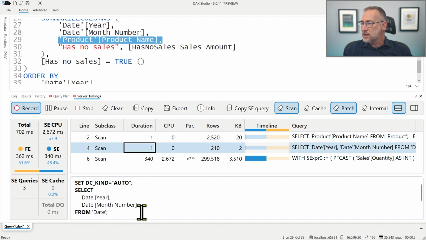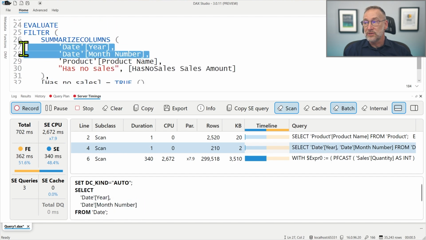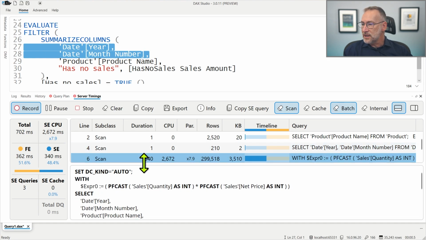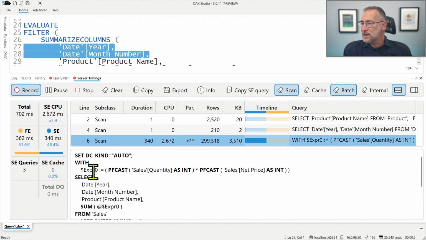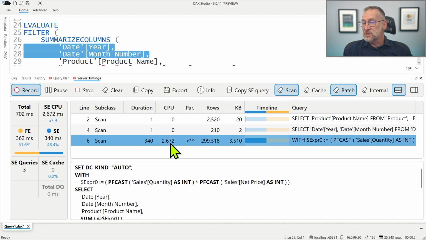Then we have a second query that gathers the year and the month number. Again, that is needed because we are grouping by year and month number. And finally, the last query is exactly what we would expect. In xmSQL, we have a query that computes the expression of the sales amount and then groups by year, month number, product name, and computes the sum of the expression. This is the query that uses most, if not all, the storage engine CPU time.